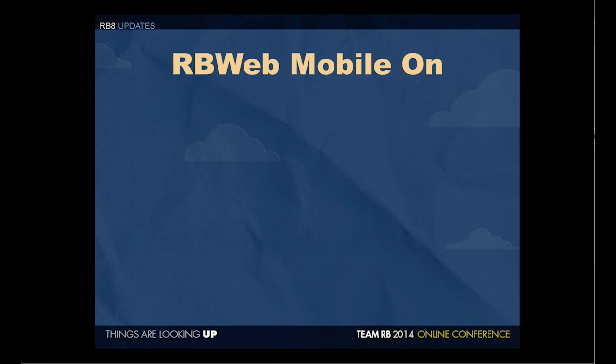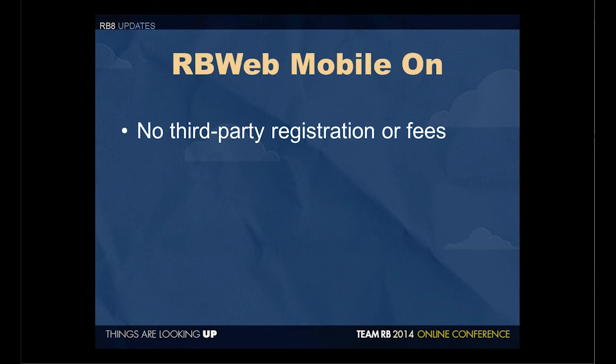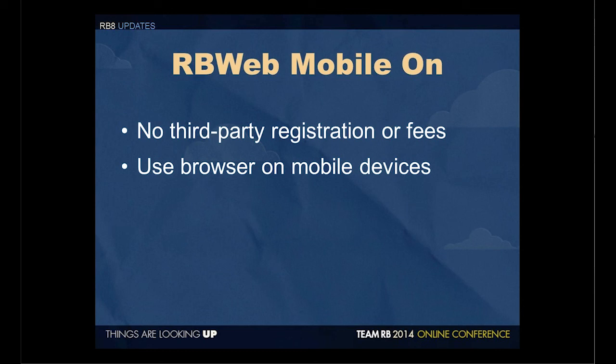In addition to these features, I'd like to introduce RB Web Mobile On. This new plugin offers you an instant setup if you already have RB Web. There are no App Store requirements to meet and no App Store fees to pay. Because RB Web Mobile On is browser-based, your mobile devices are available automatically on all smartphones and tablets that already offer browser access to the internet, such as Safari on iPhone.